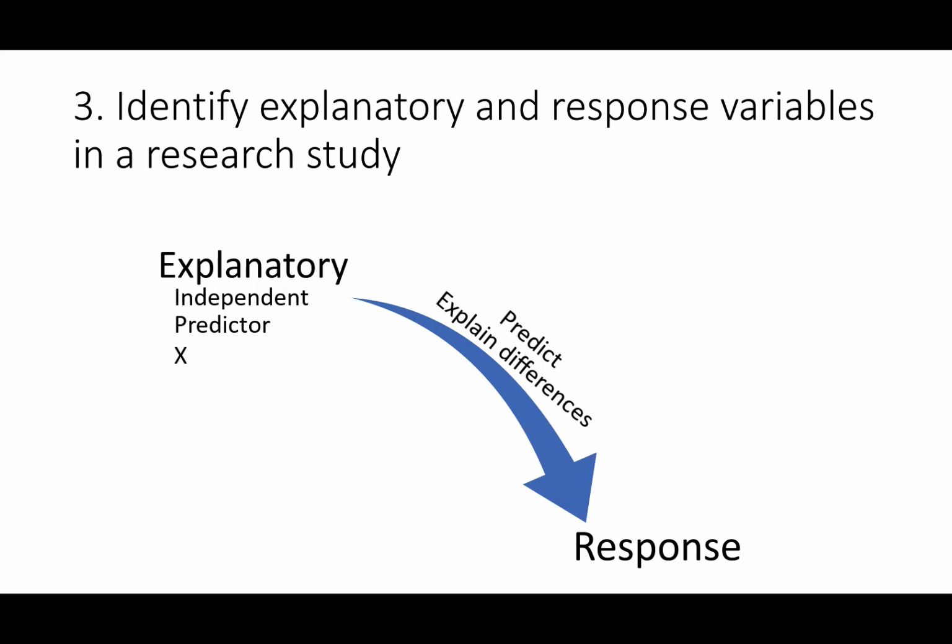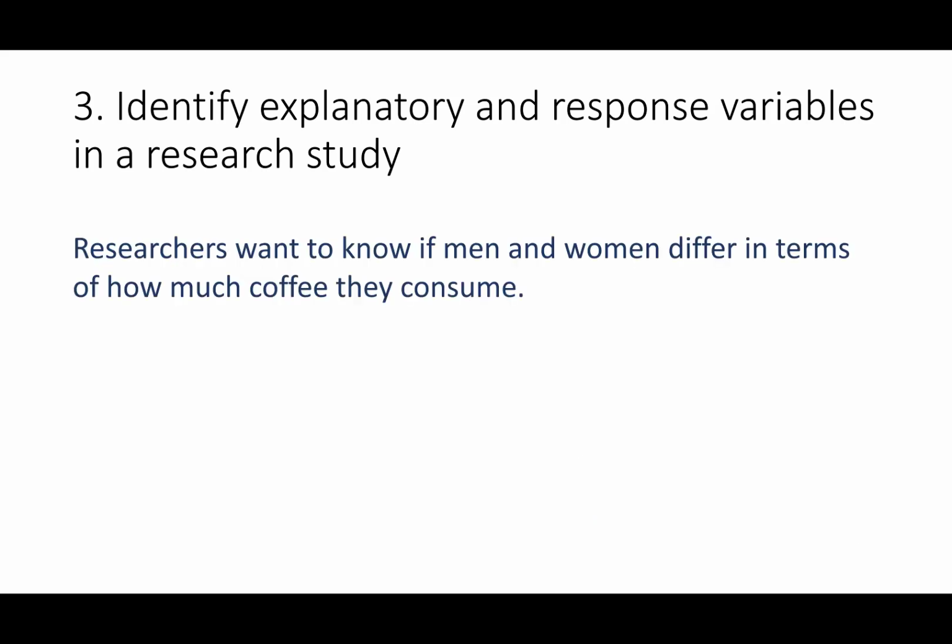The response variable is also known as the dependent variable or outcome variable. If you're graphing the data, this would go on the y-axis, which is the vertical axis. Later in this lesson, we'll learn about experimental research studies. In experiments, the explanatory variable is the variable that's being manipulated by the researchers. Let's look at some examples.